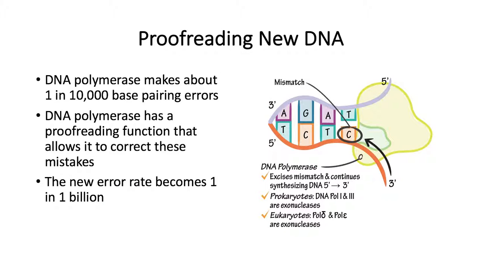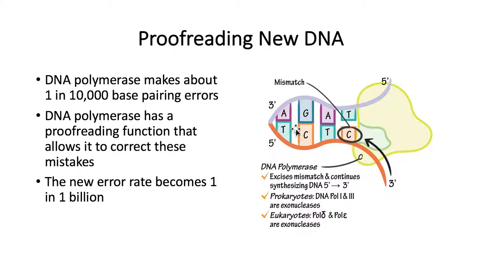Okay, so there are mistakes in DNA copying. As you can imagine, DNA is very long, so it's very easy to make some base pairing errors. So what happens here is DNA polymerase makes mistakes. It makes about 1 in 10,000 base pairing errors, which is a lot, which is very scary. However, DNA polymerase also has a proofreading function, and it can check its work and go over it and fix any of the mistakes.